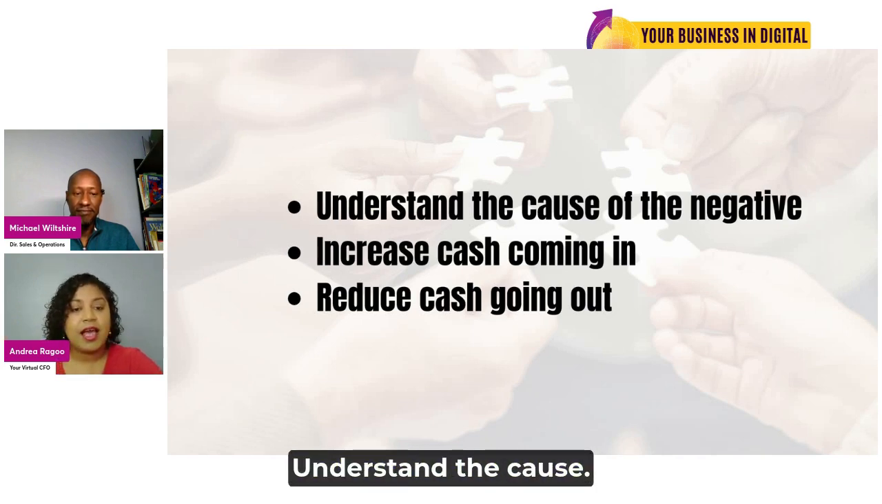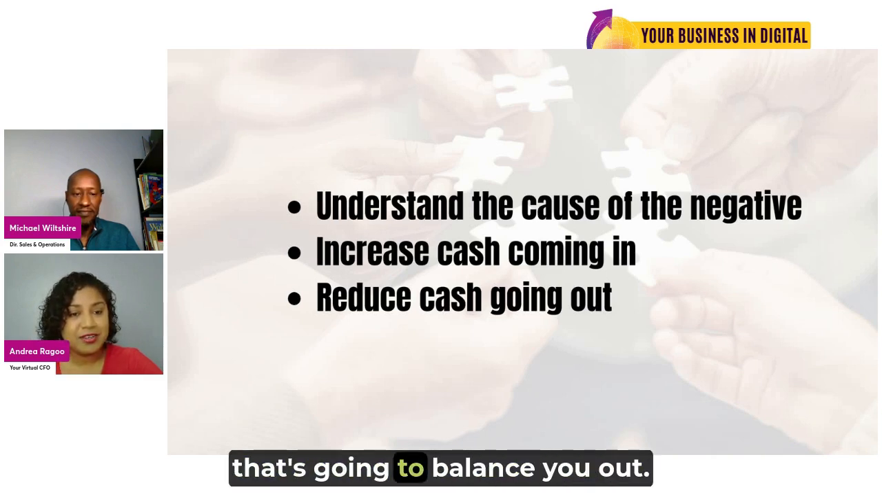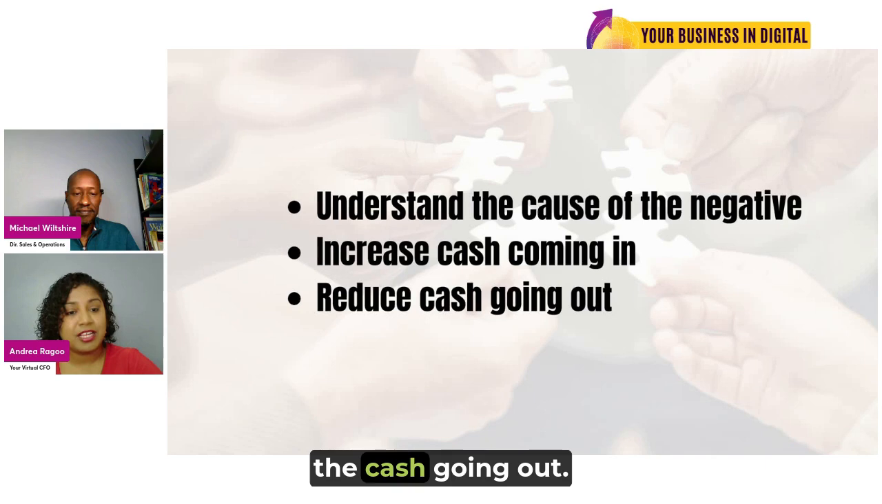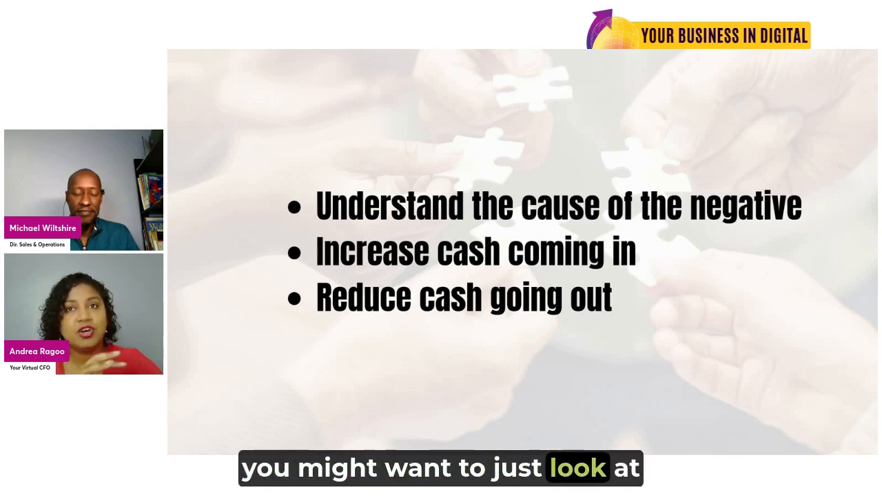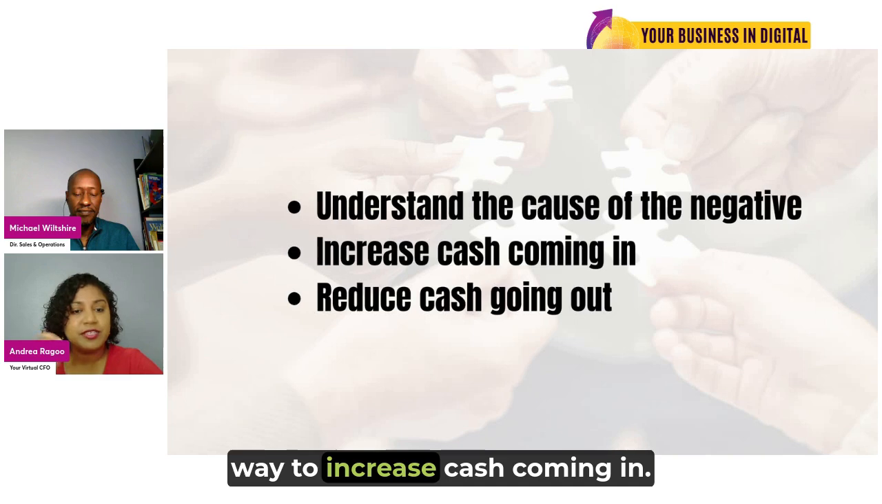Understand the cause. And just in general, as we said, the equation is inflows less outflows, right? So if you increase one and reduce the other, that's going to balance you out. So you want to increase the cash coming in and then reduce the cash going out. So if it is probably not because of a specific thing, you might want to just look at your items generally and find a way to increase cash coming in.